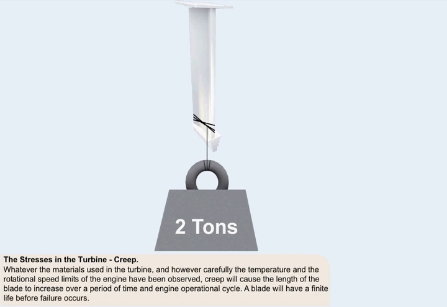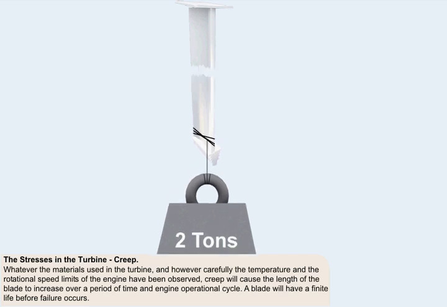Whatever materials have been used to produce the turbine, and however carefully the temperature and the rotational speed limits of the engine have been observed, creep will, nevertheless, cause the length of the blade to increase over a period of time and engine operating cycles. A blade will have a finite life before failure occurs.